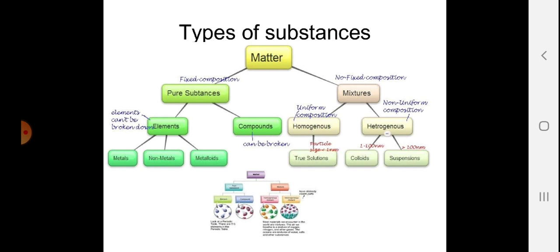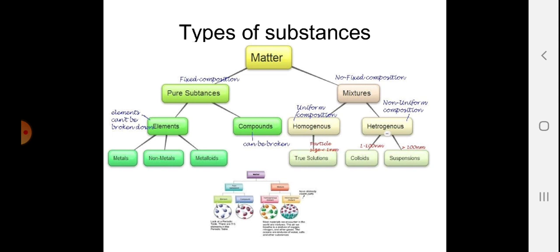Now, these elements are further classified into metals, non-metals and metalloids. In your previous year, you have already studied about metals, non-metals and their properties. And you also know the metalloids are the mixtures of metal and non-metals. They are also called the alloy. Now, compounds are the ones which you can break further. Examples of compounds are glucose and water. You can further break them.